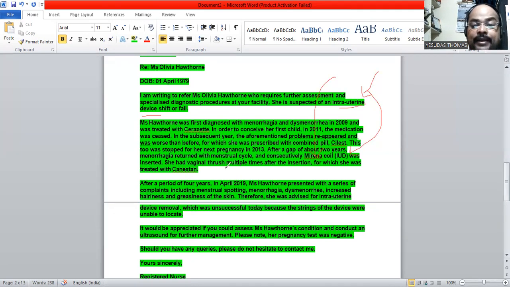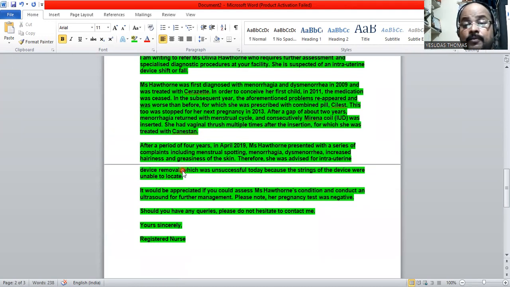She had vaginal thrush multiple times after the insertion, for which she was treated with Canesten. You can see that it happened 5 times or so in the case note, so you can say multiple times. And this was treated with Canesten. Again, we use the capital letter because these are all trade names.